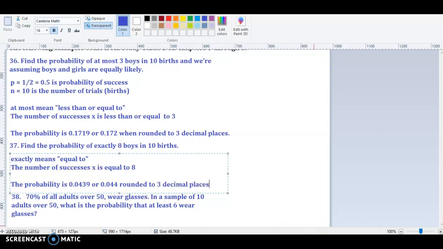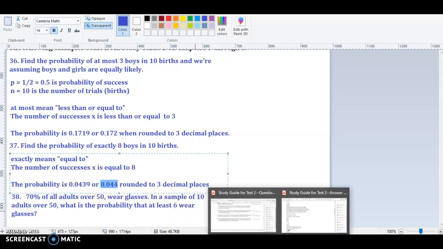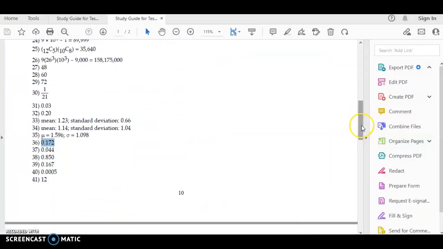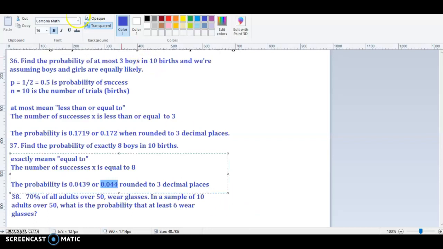We can check that with our study guide answer key. For number 37, if you look closely, our answer is 0.044, which is what we got. So that completes problem number 37.